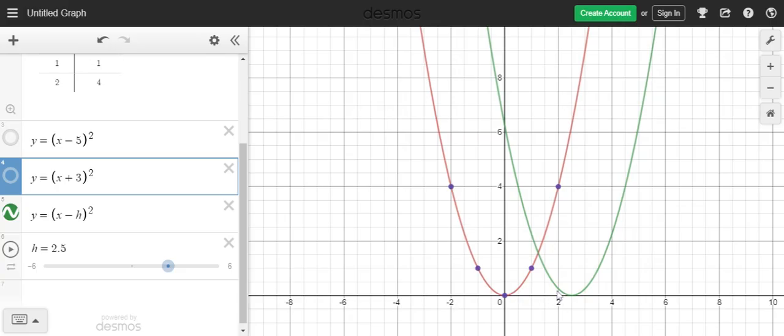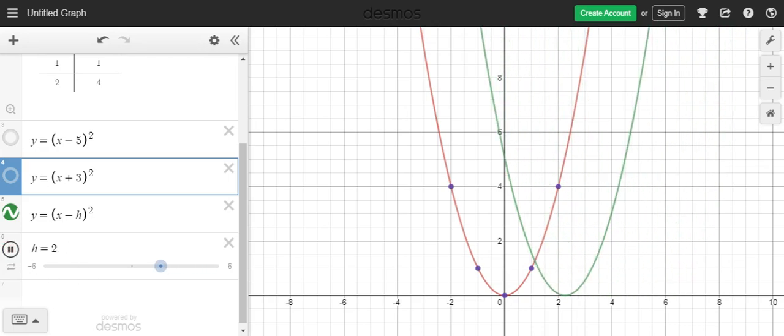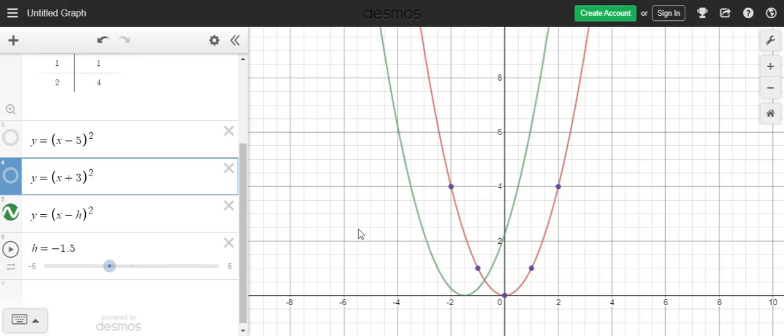So the transformation that we're going to write down in our homework question, on the test, on the quiz, whatever, we're going to say the graph is horizontally shifted to the right by 2.5 units. Now I'm going to let this go, and now we're going to see what happens. Okay, so now I'm going to say the value of h is negative 1.5.